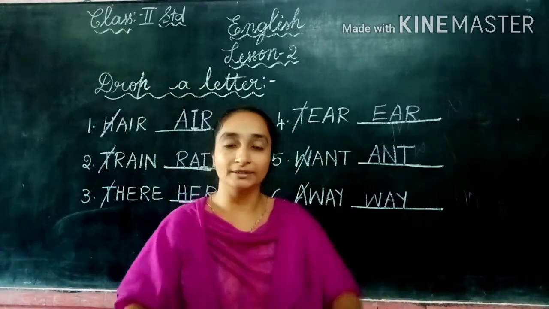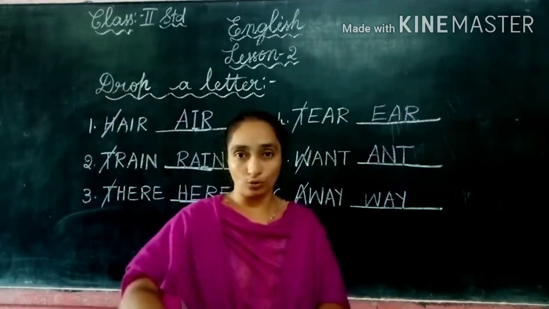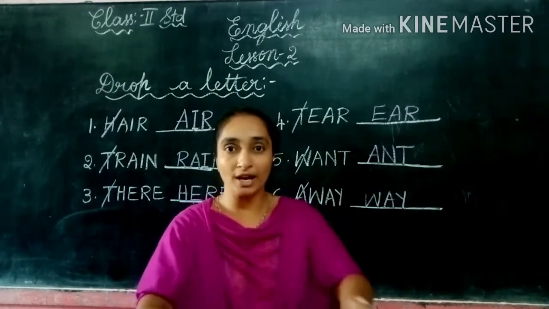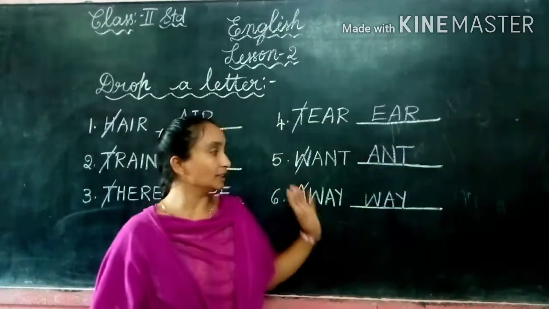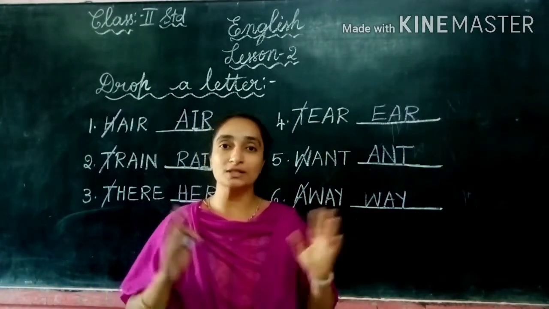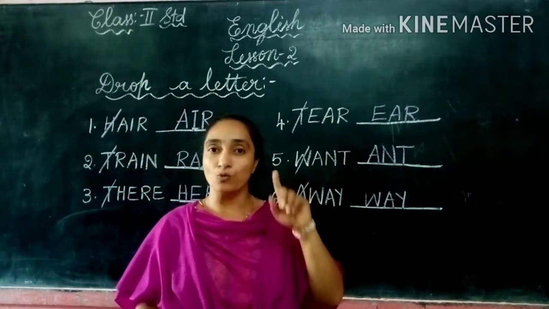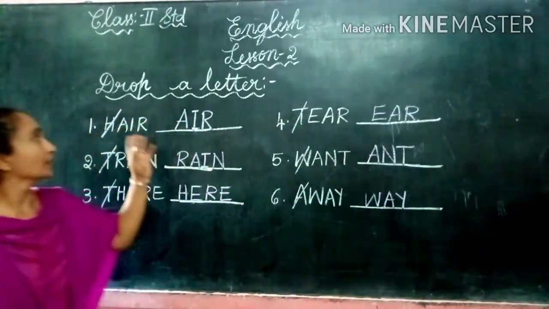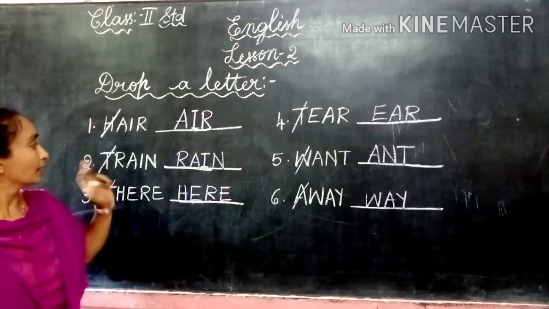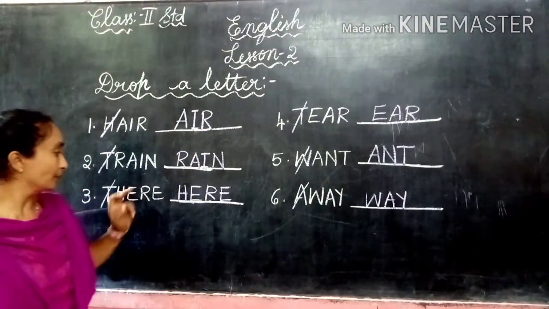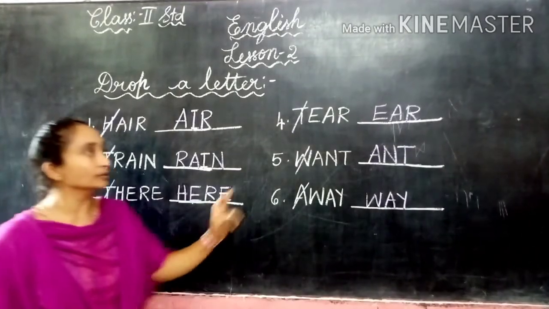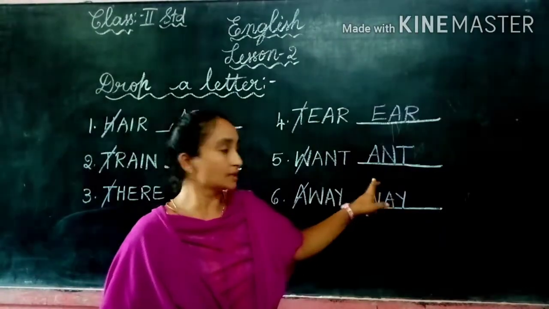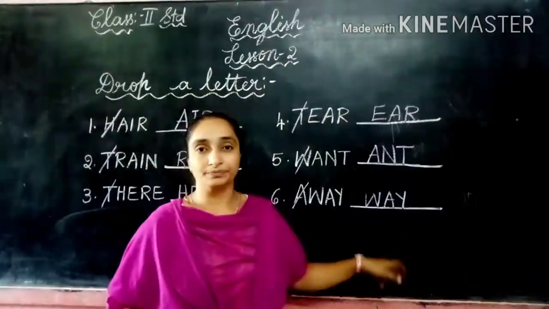W-A-Y, way. The path where we go. Path. So that is called as a way. Away, way. So like this, the different meanings also will come and new words also will come out. So when we drop one letter, here we got the spellings. So let us read, children, one more time. Hair, air, train, rain, there, here, tear, ear, want, ant, away, way.